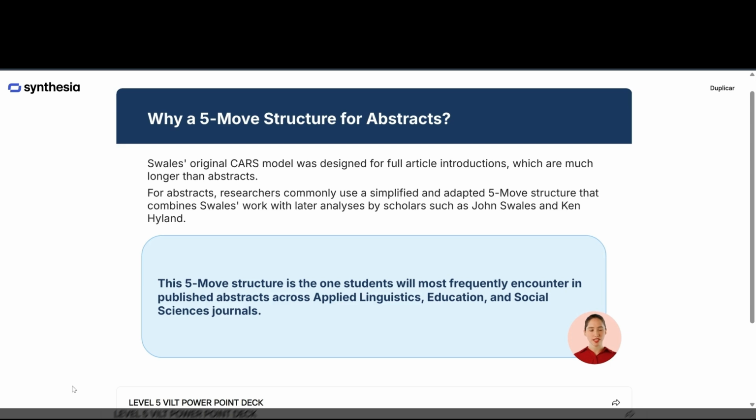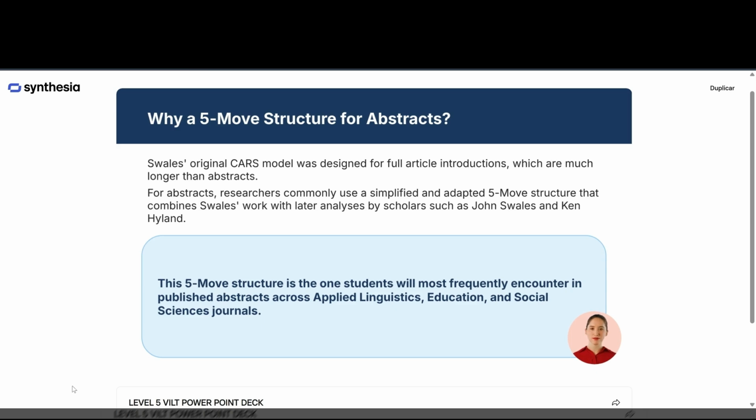This version keeps the spirit of Swales, but makes it much more usable for the length and purpose of an abstract. This 5-move model is extremely common in applied linguistics, education, and social sciences journals. If you learn this structure well, you will be able to analyze and write abstracts much more effectively.